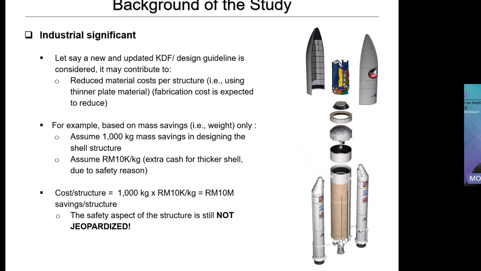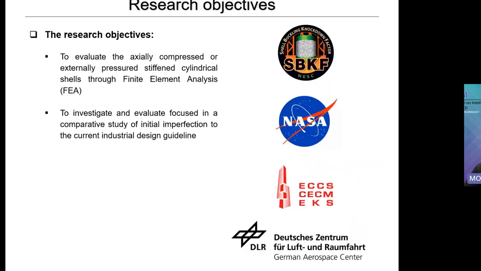So the production or fabrication cost would be about RM 10 million. We can save about 10 million per structure. Therefore, we achieve two things: we save money, and the safety aspect of the structure is still not jeopardized. That is the whole point, and that is why the study is significant to the industry.